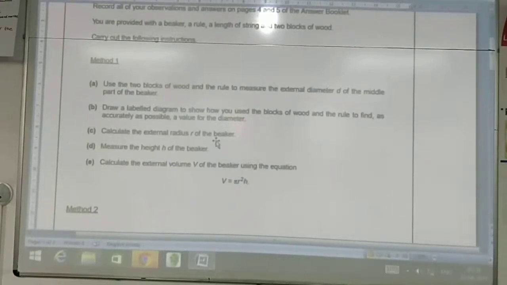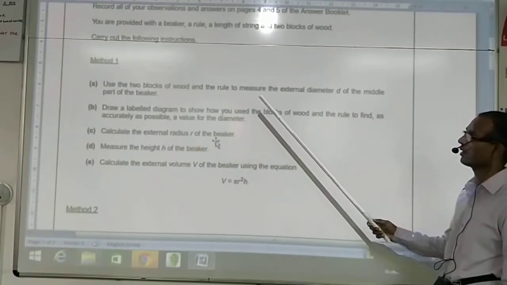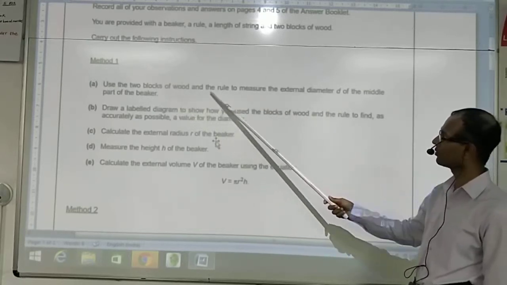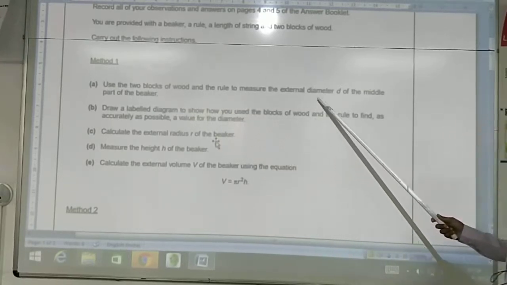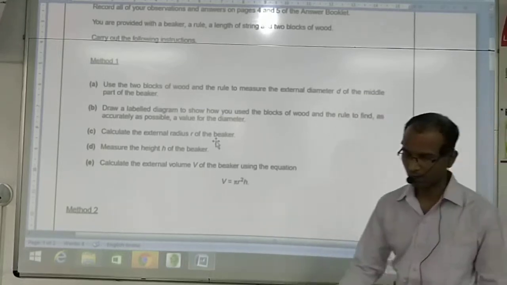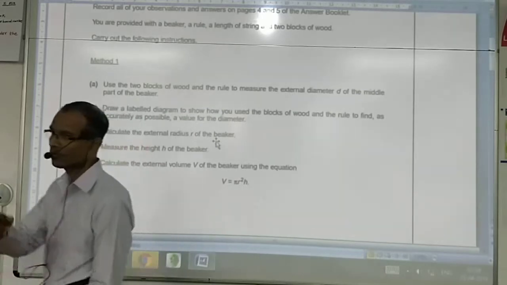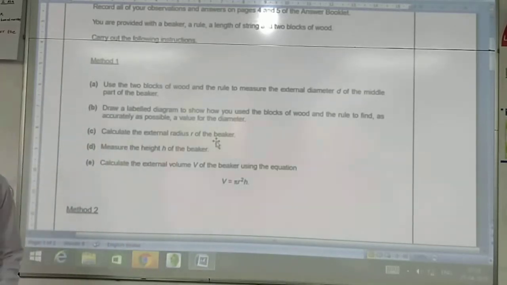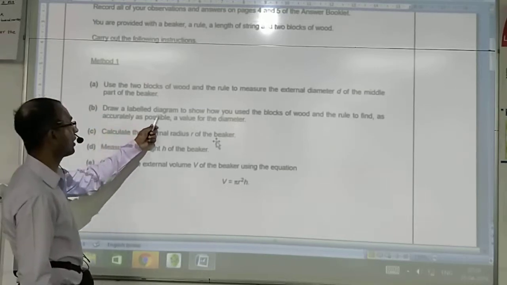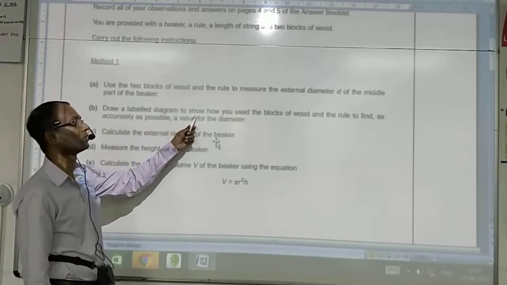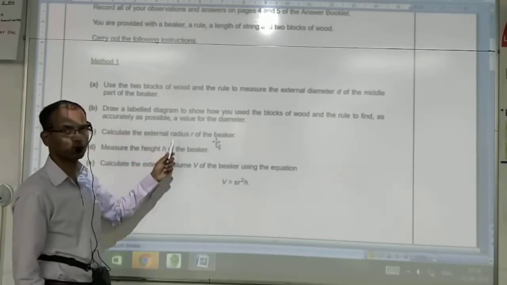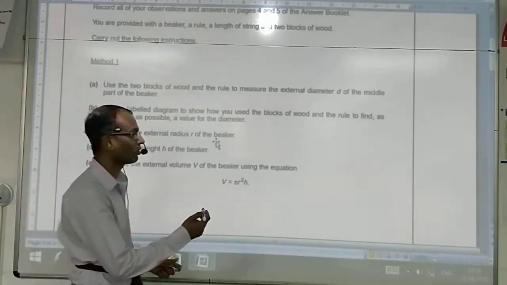Okay. So in this question 2 type of the lab, the first lab which we did, you are given 2 blocks of wood and a ruler, and you are asked to measure the external diameter of the middle part of the beaker. So on the blank side of your record, draw the diagram the way I am drawing, because you are supposed to do that. He says, draw a labeled diagram to show how you use blocks of wood and the ruler to find as accurately as possible a value for the diameter. Right? So please draw as I do.